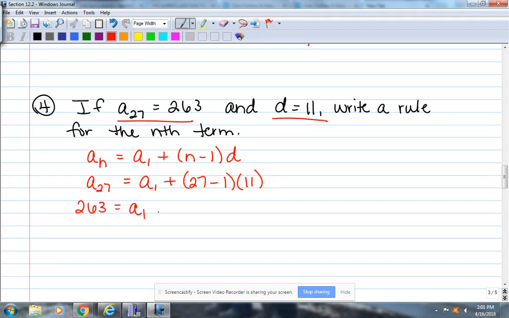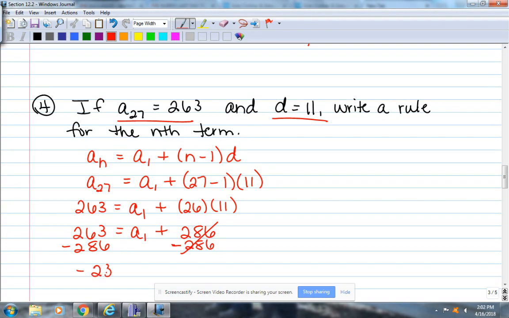263 equals a sub 1 plus, let's go ahead and finish this. What's 27 minus 1? So 263 equals a sub 1 plus, what's 26 times 11? And how do I solve that for a sub 1? How do I get that by itself? Subtract from both sides. Very good. I'm going to have a negative a sub 1. That's okay, because sometimes we start out negative. It's negative 23. So my first term was negative 23.